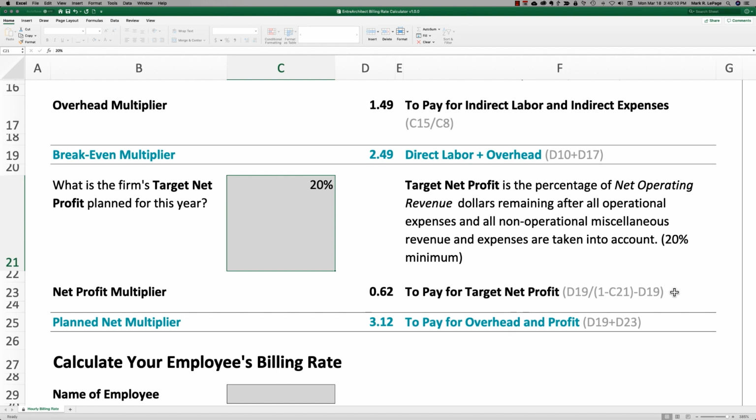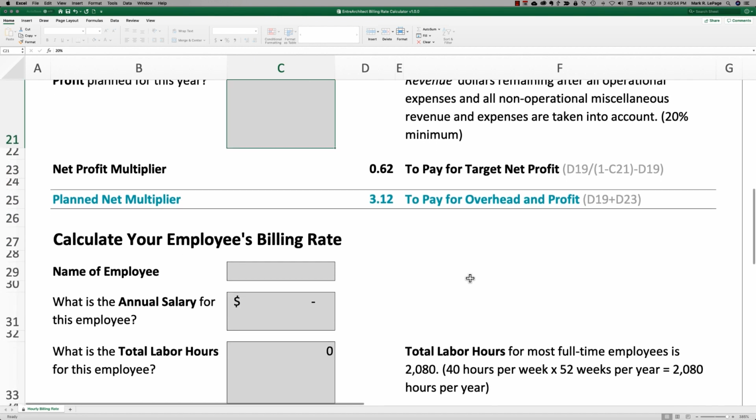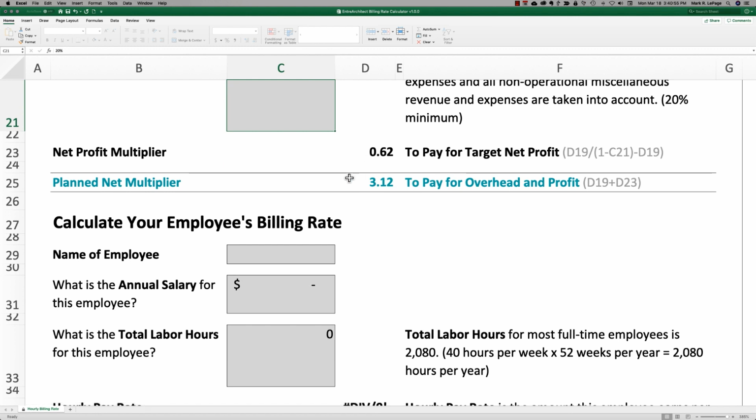And so the net profit multiplier is 0.62, and you add that net profit multiplier to your break-even multiplier. So 2.49 plus 0.62 gives you a planned net multiplier, 3.12, to pay for overhead and profit. So this 3.12 is your magic number. That's the multiplier that will allow you to pay for overhead and profit. So now let's take that multiplier, this magic planned net multiplier, and calculate your employee's billing rate.